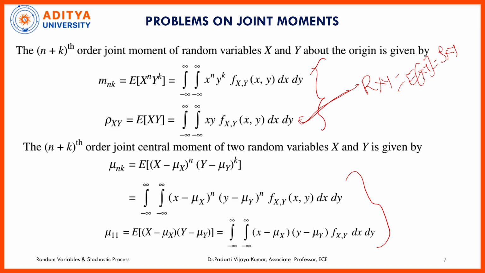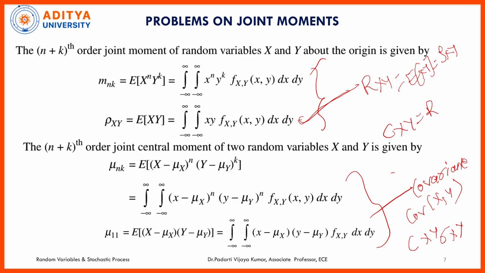Similarly, in the joint central moment, the important parameter we focus on is covariance. Covariance is also denoted as Cov(x, y), Cxy, or sigma xy. There is a relationship between covariance and correlation. Covariance Cxy is equal to Rxy minus x bar into y bar. So, if you expand this relation, we will get Rxy minus x bar into y bar.